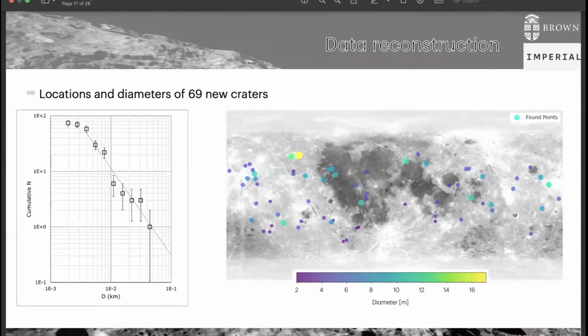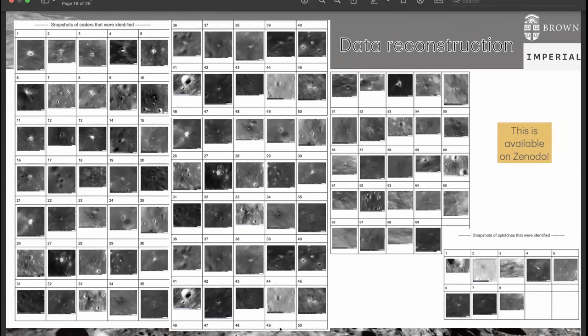So I'm showing you here the map of all the 69 reconstructed new craters. As you can see, we didn't focus on one specific area, but we tried to cover as many interesting geological areas as possible. The diameters go from 2 to 16 plus meters. They are found in mare and in highlands at different latitudes. This is the collage of what all of them look like. So we have 69 new craters and 8 splotches.